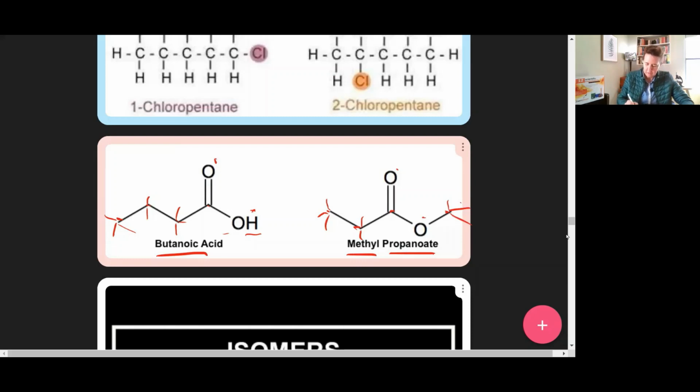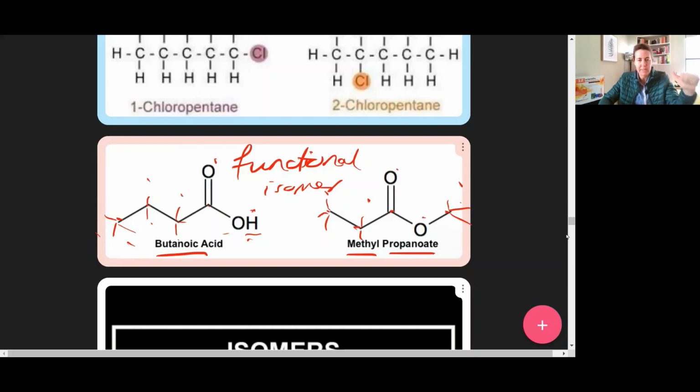So basically over here, you've got 2 hydrogens here, 2 hydrogens here, 3 and 1. Okay, so that gives you 8, and here you've got 6 and 2, so that's also 8 hydrogens. So these, of course, are functional isomers of each other, because the functional group differs in each case. They are still isomers of each other.